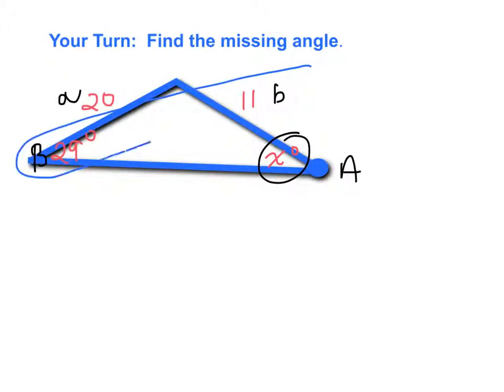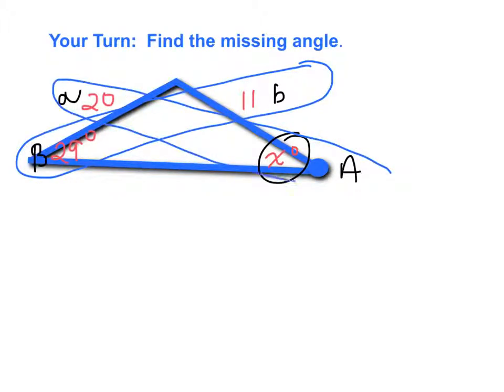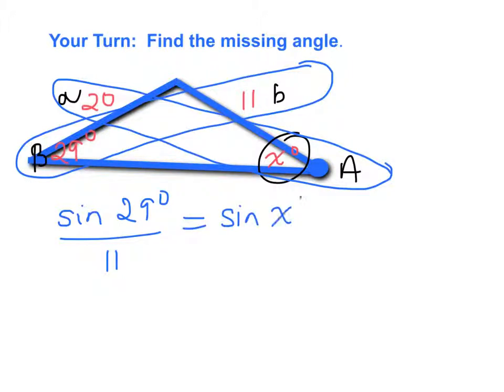So now there's the loop that we need that has both the angle and the side, and here's the loop that we have that has one of each. So now we build our formula based on each loop. So the first loop is sine of 29 degrees over the side length of 11 equals the sine of some unknown angle, x over 20.